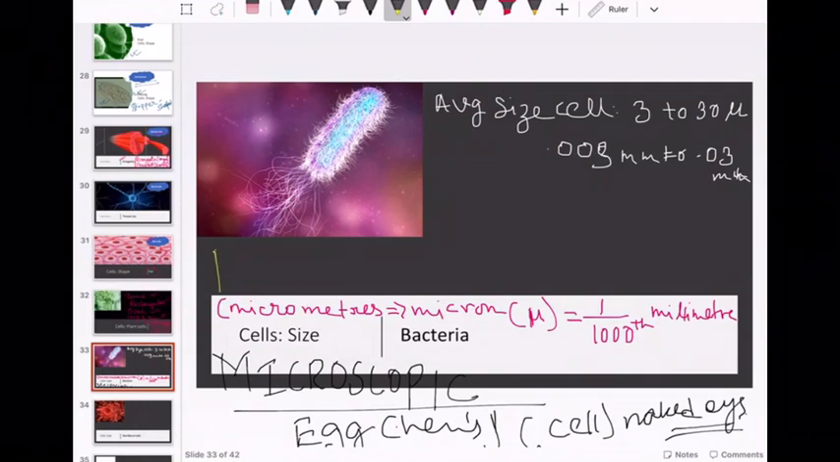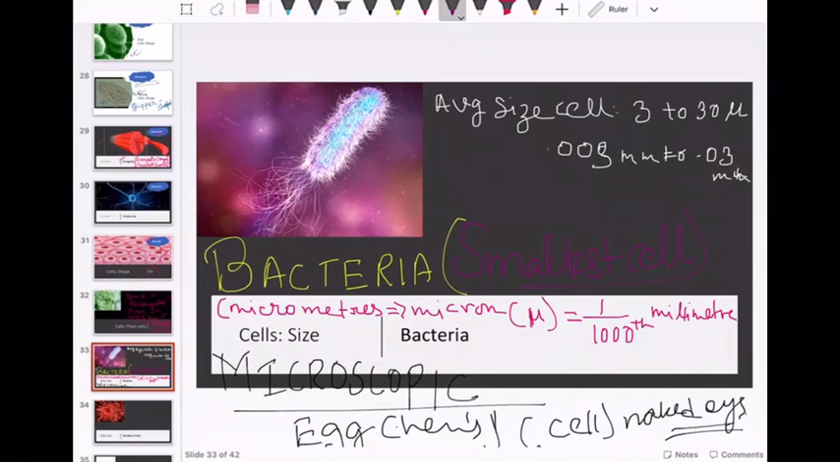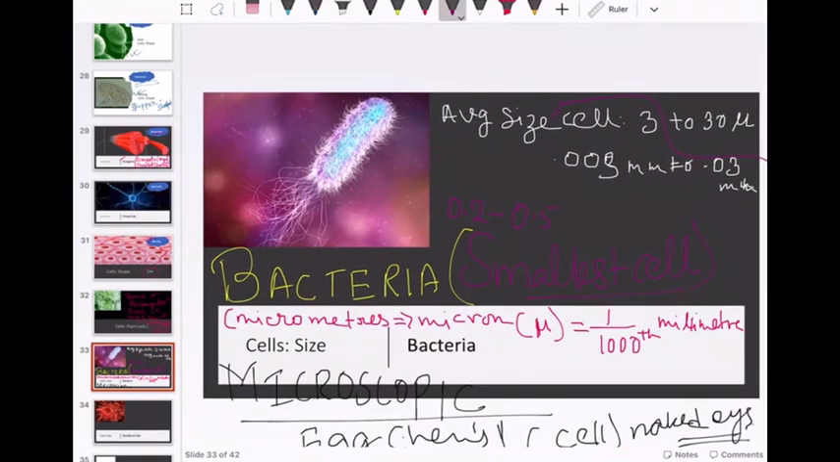Now you can see here a picture of a bacteria cell, a single cellular organism, and it is considered to be the smallest cell. The size of this bacteria varies from 0.2 to 0.5 micron. That is 0.0002 millimeter to 0.0005 millimeter. You can imagine how small it is. How is it possible for the human eye to see it without a microscope?